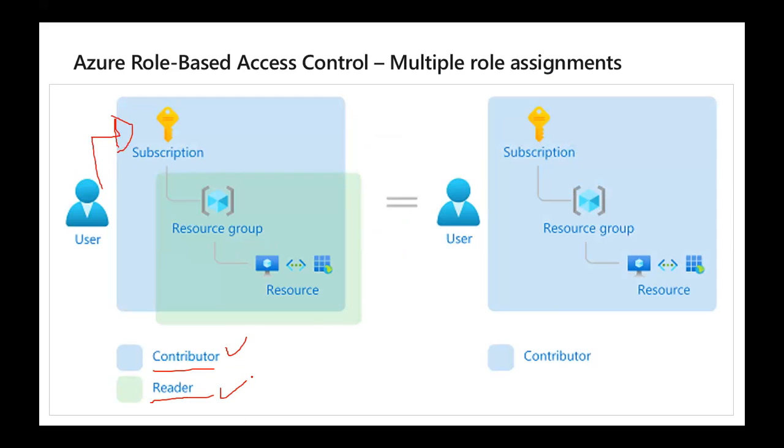In this case, the sum of the contributor permission and the reader permission is effectively the contributor role for the subscription. Right here, this contributor role was assigned at this level. So we are going to keep this contributor role now with the resource group and also directly to the resources that this resource group contains. You can see the difference right here with this overlapping.